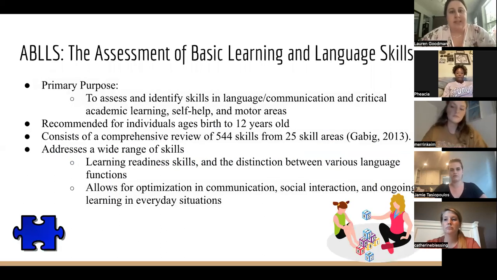The ABLES is the Assessment of Basic Learning and Language Skills. Its primary purpose is to assess and identify skills in language and communication, as well as critical academic learning, self-help, and motor areas. ABLES is recommended for individuals ages birth to 12 years old. It consists of a comprehensive review of 544 skills from 25 skill areas. ABLES addresses a wide range of skills, such as learning readiness and the distinction between various language functions. The ABLES allows for optimization in communication, social interaction, and ongoing learning in everyday situations.